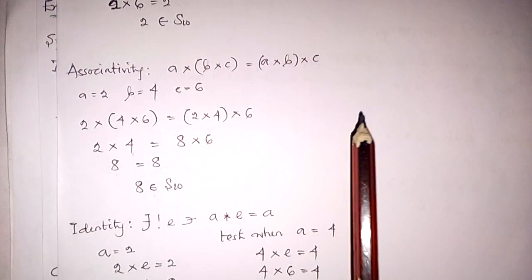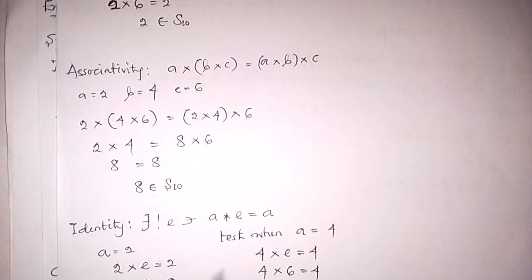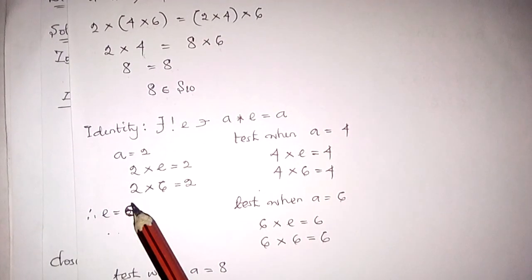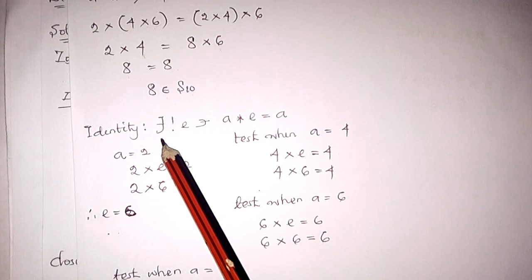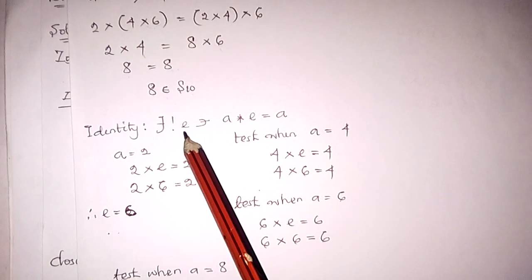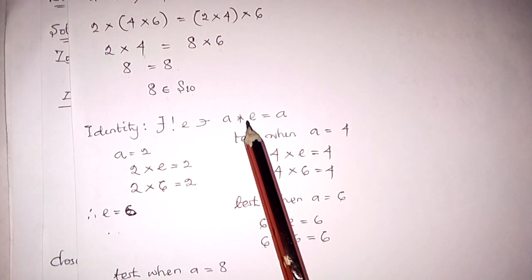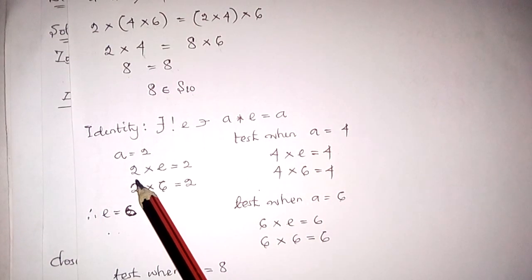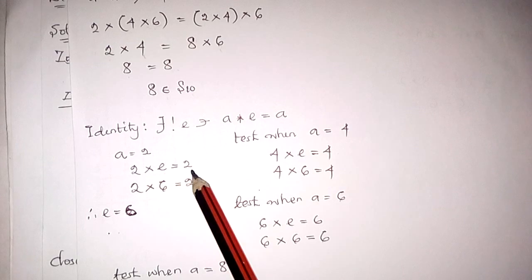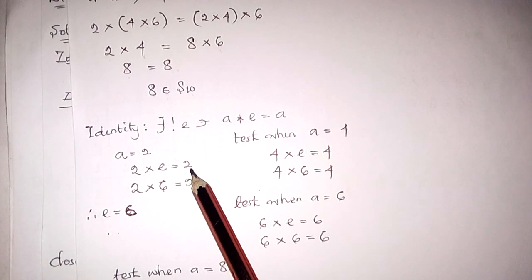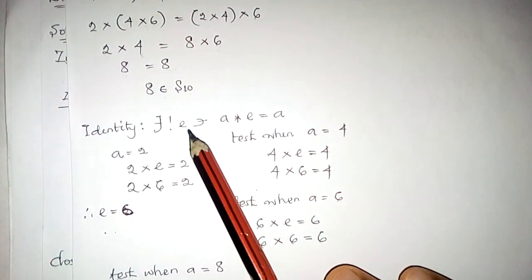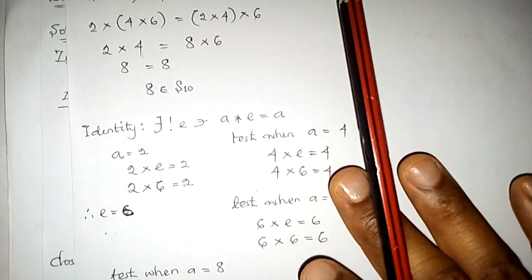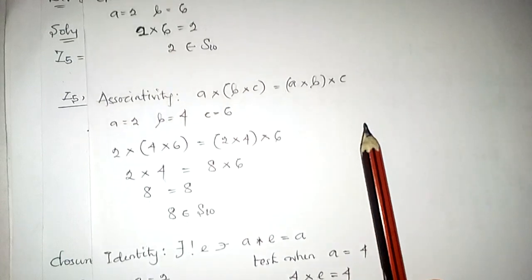The next property will be the identity property. It says there exists a unique element E such that A multiplied by E equals A. Let's say A equals 2. So we are saying 2 multiplied by E will be 2. What do we multiply from the table? If we check the table, what do we multiply on the table to get that same element back? Let's go back to the table.